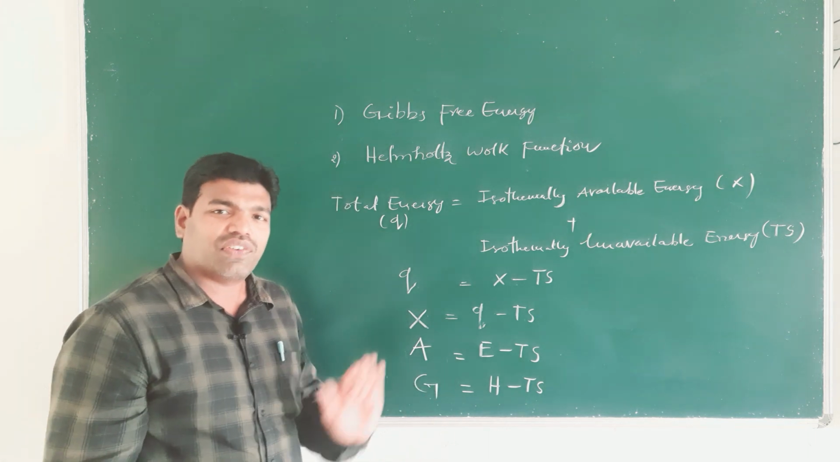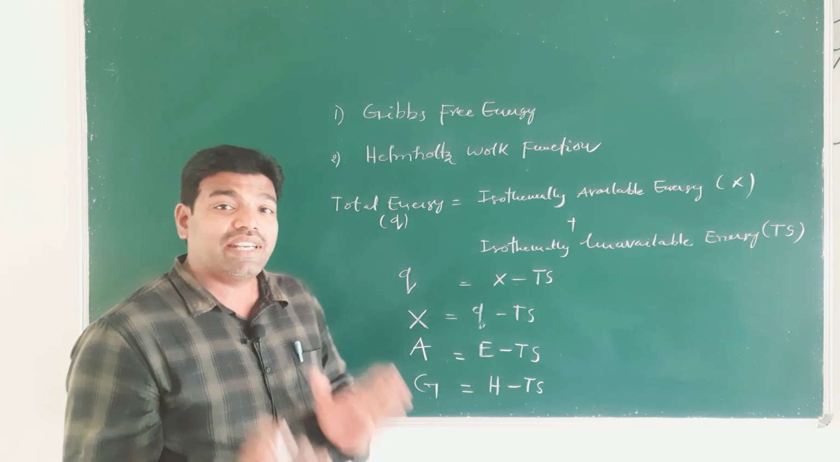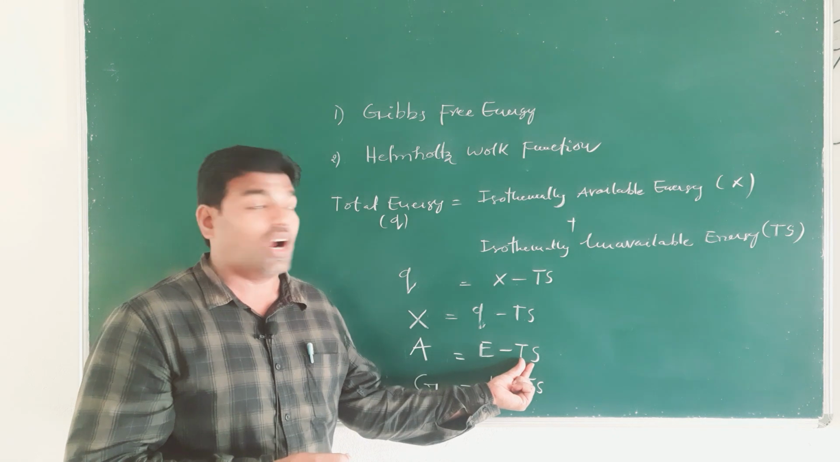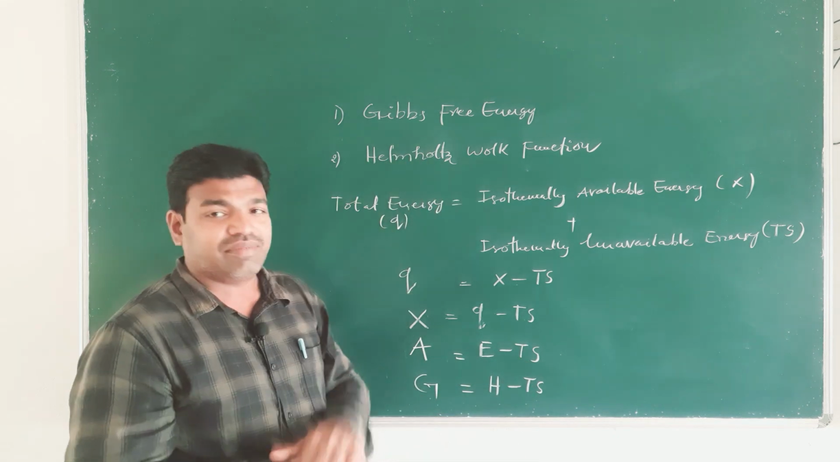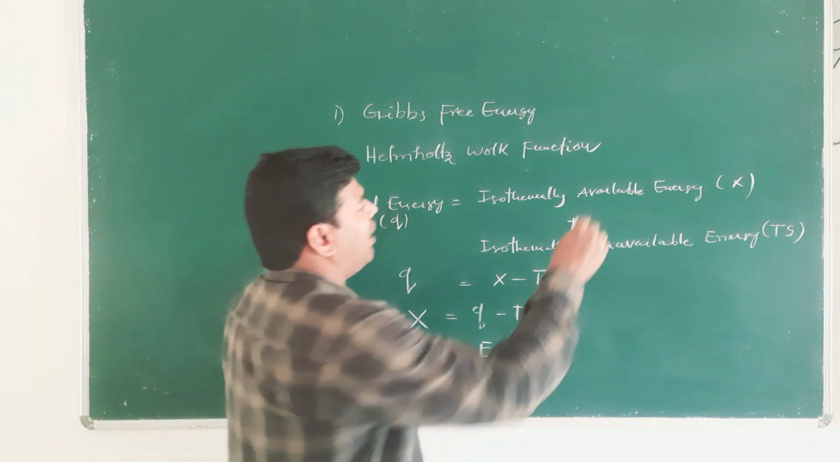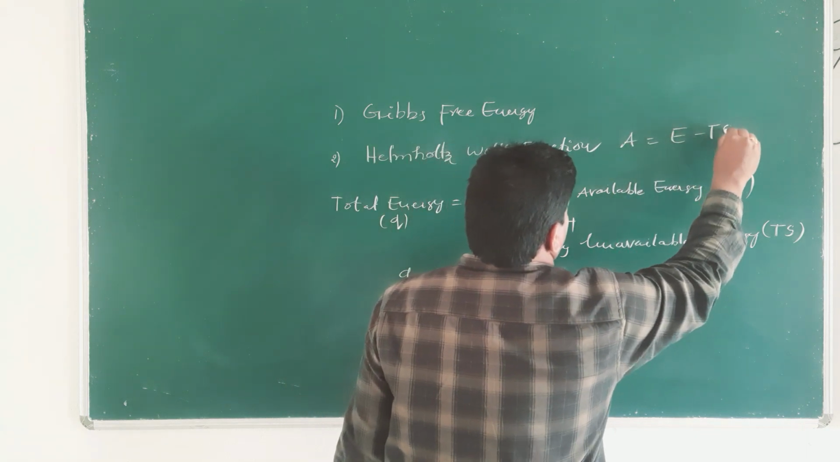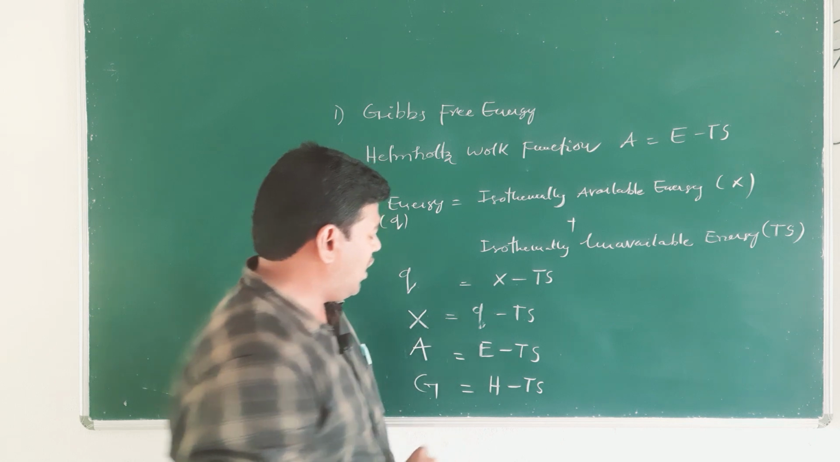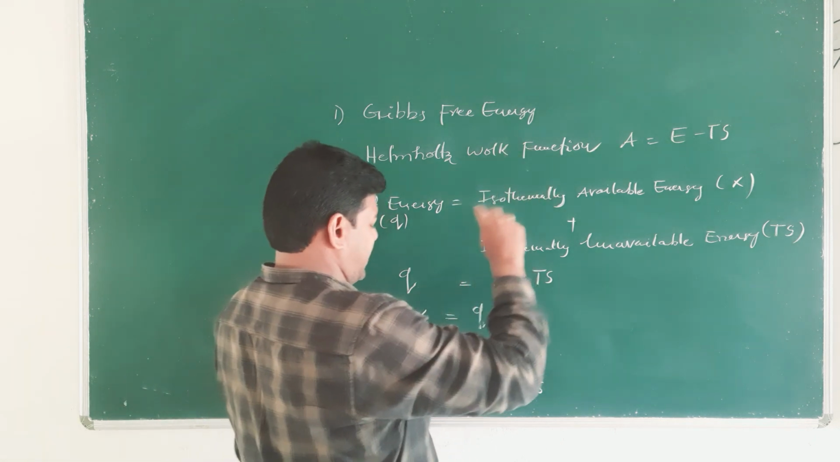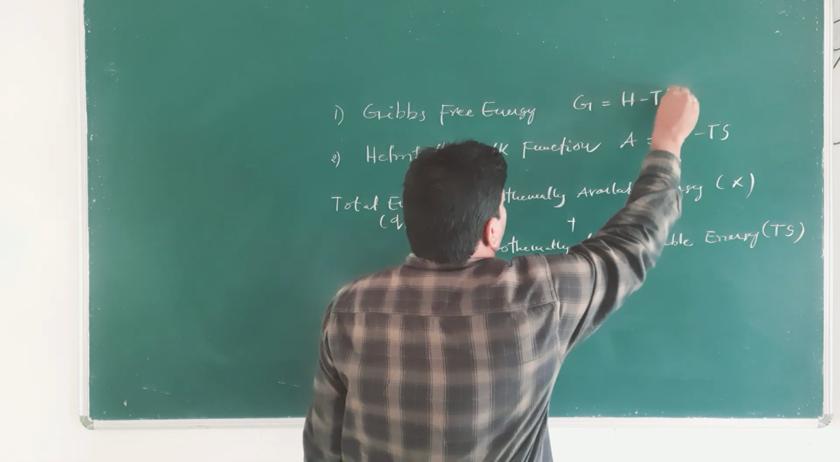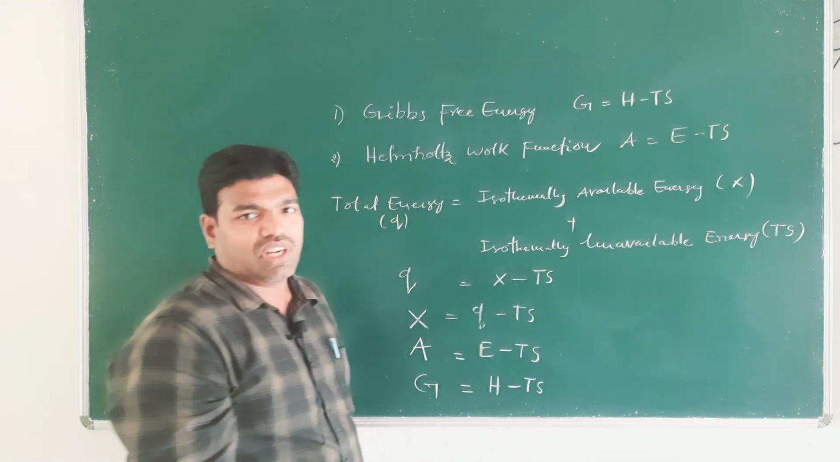Therefore, the two work functions are mathematically defined as A is equal to E minus TS. This is called the Helmholtz work function. A is equal to E minus TS. And the other work function is G is equal to H minus TS. These are the two work functions.